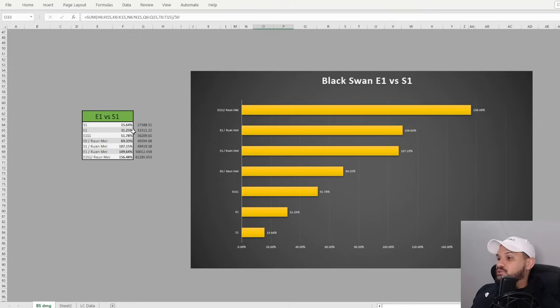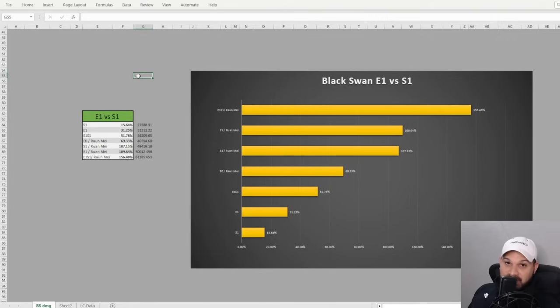As always, I have a visual representation of the data. S1 comes in at 15%, almost 16%. Pretty low, but it's also because of the resistance thing that I talked about. But even though the damage is almost half of what the E1 is, I still think the S1 is more valuable. And the reason for this is the 40% effect hit rate. If you can't get the 120% effect hit rate on Black Swan, then you're missing out on so much.